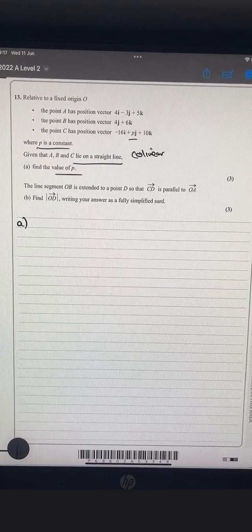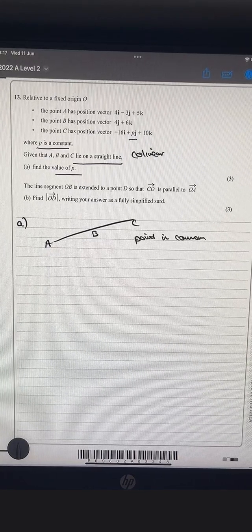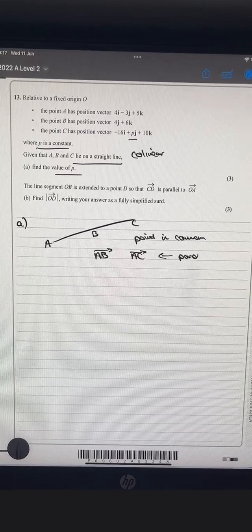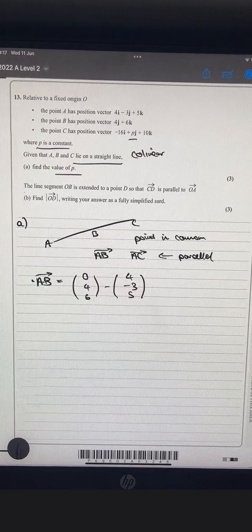Okay, so I know that they lie on a straight line, so they look like A, B, and C. So they've got a point in common, and the vectors between them are all parallel. So I'm going to find the vector AB, then AC. I know that they are parallel. So AB, remember, is B minus A. So 0i, 4j, 6k, minus the vector of A, 4 minus 3, 5. That's going to be equal to negative 4, 7, and 1.